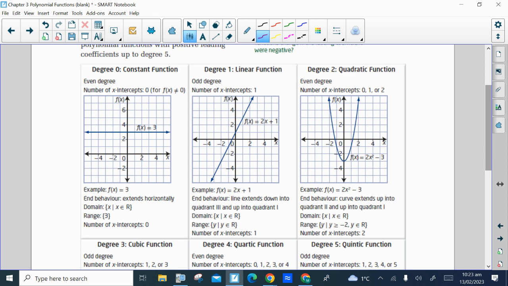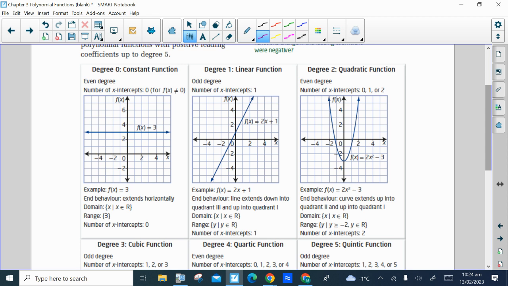So in this case here, because the leading coefficient is a positive value, that means it has a positive slope. That means it'll fall to the left and rise to the right. When the slope is negative, the opposite happens. That means it's going to rise to the left and fall to the right. So that's what we're looking at when the degree is 1, which is an odd number.